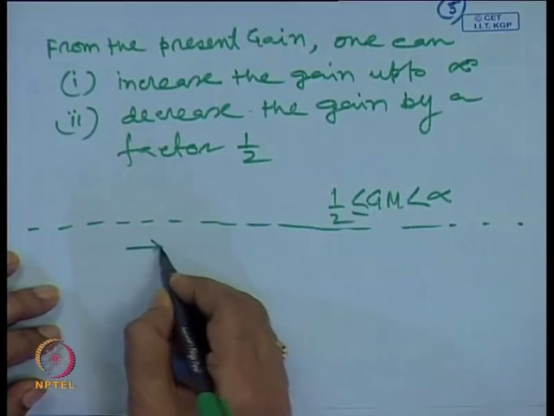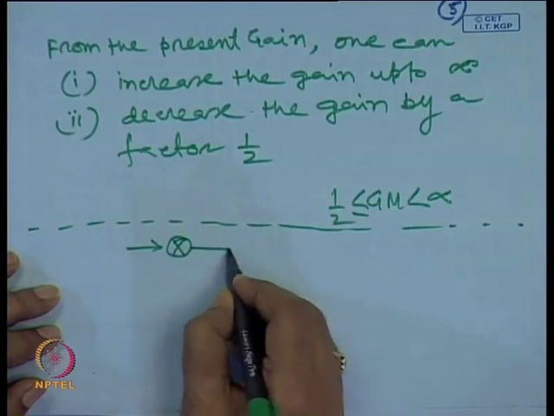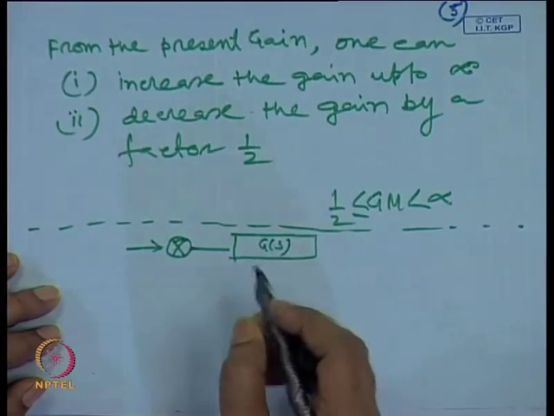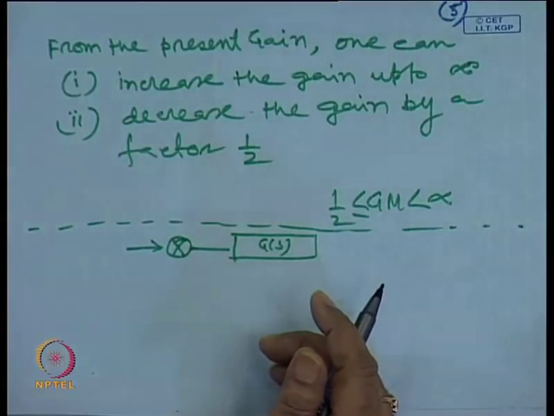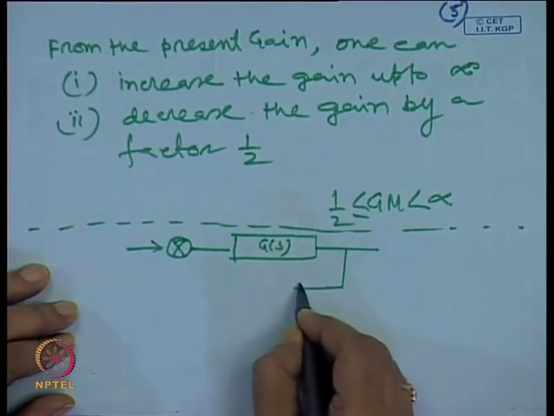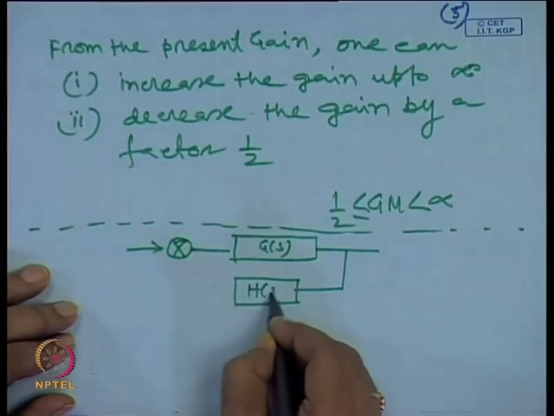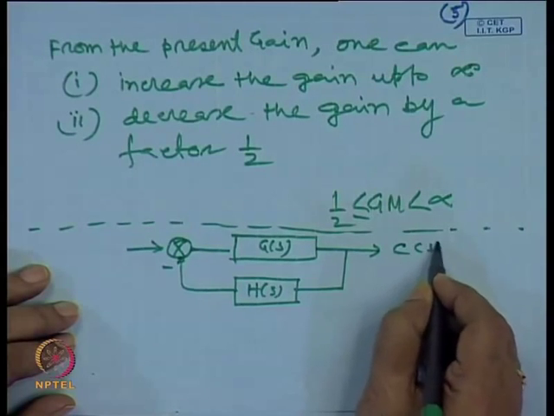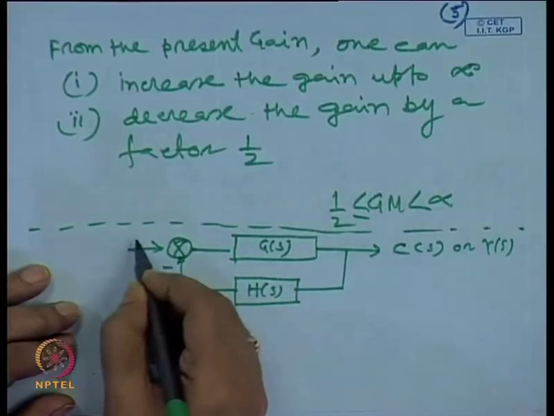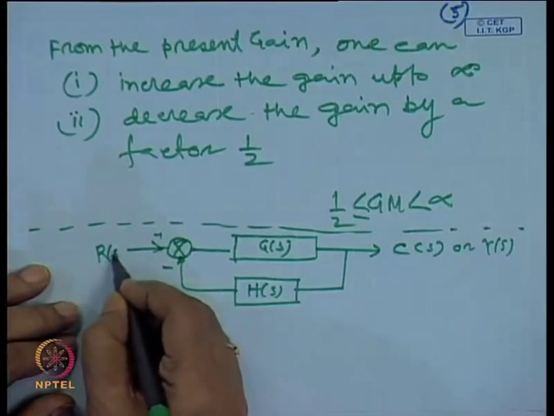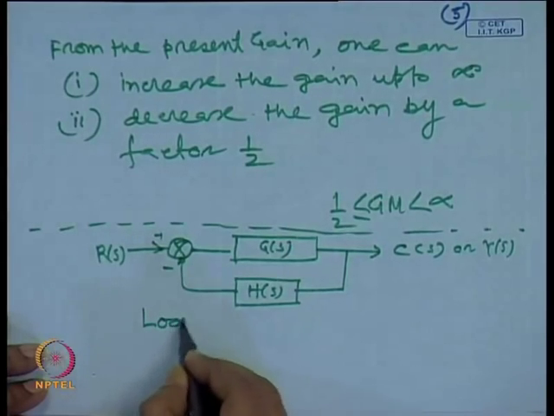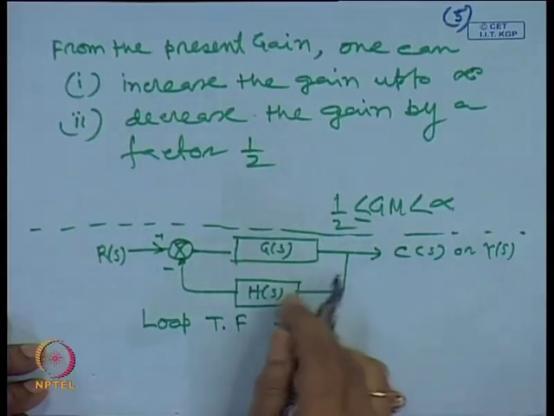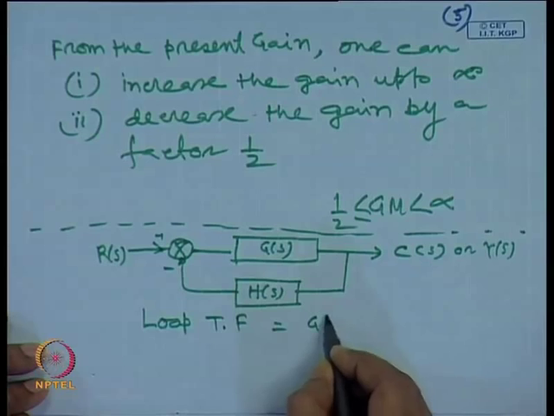So, let us call we have a closed loop system this way. Our G(s), agree? Our G(s) is this one, and our H(s) is the feedback path transformation. This is our C(s) or Y(s), people are also writing Y(s), and this is our R(s). So, our loop transformation is what? Loop transformation is nothing but from here you complete the loop, and the transformation you get is the loop G(s)H(s).